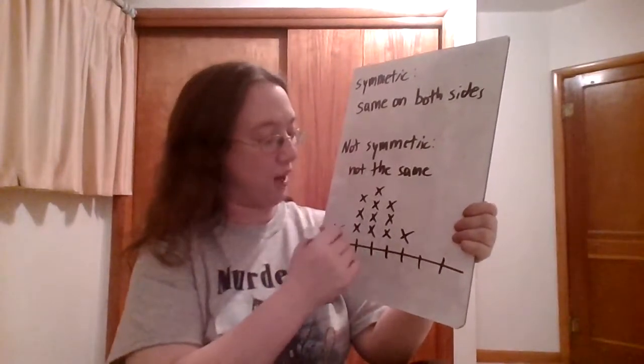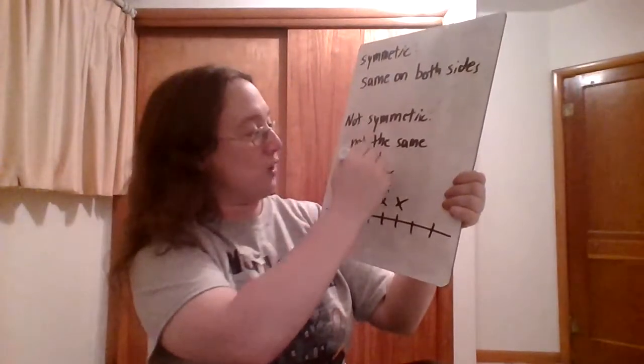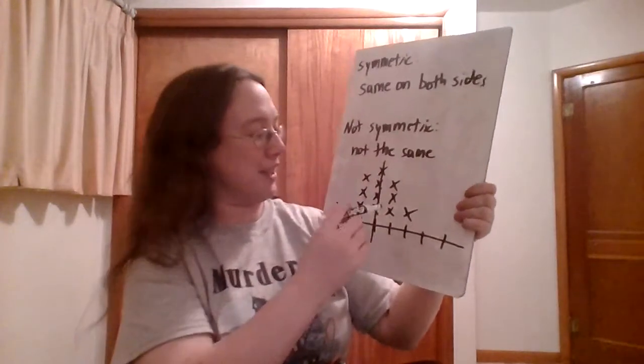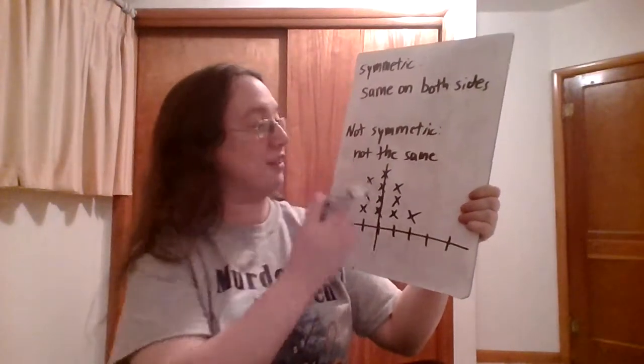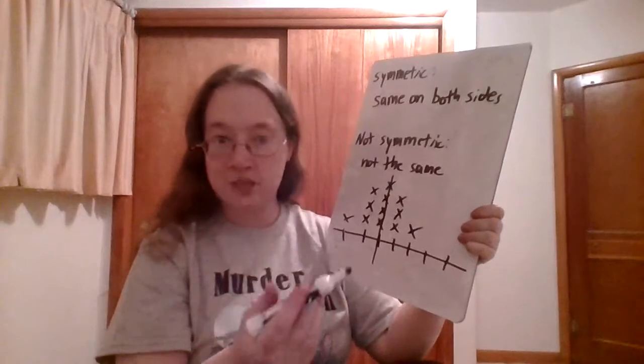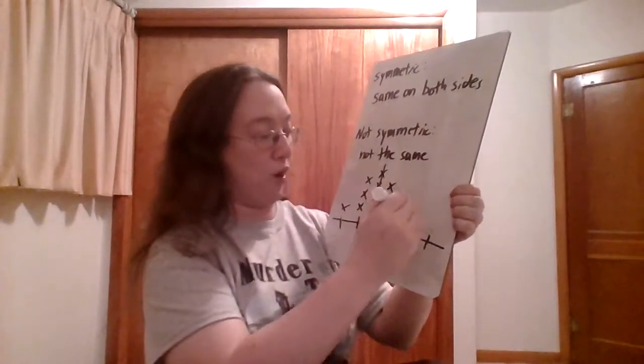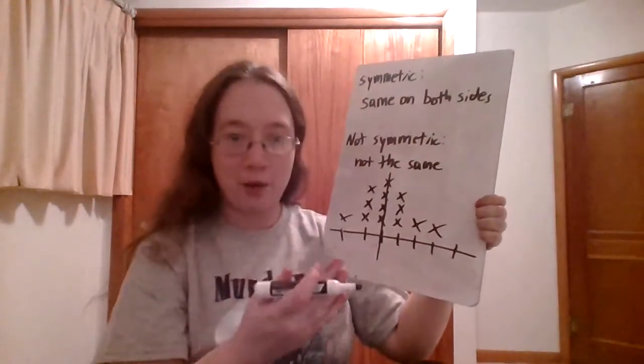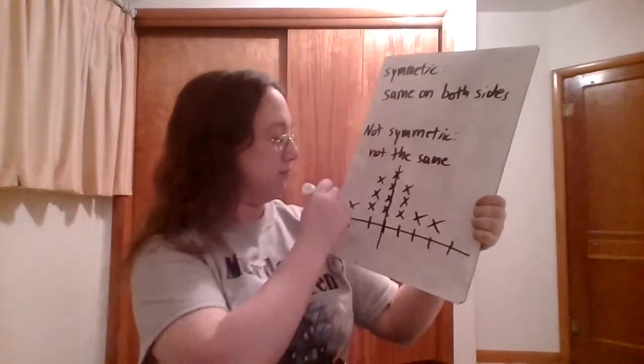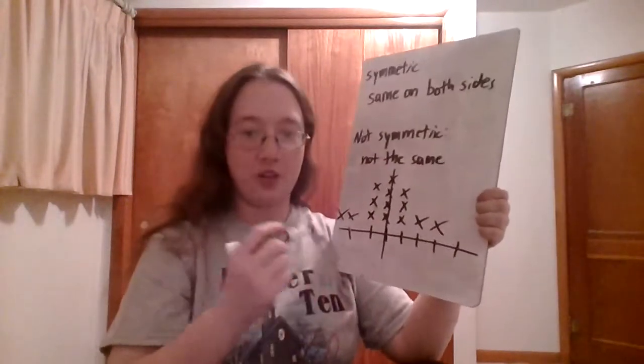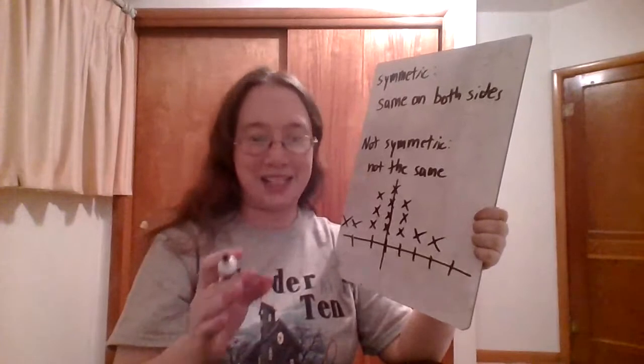So if I want these little graphs here, if I can draw a line straight through my middle here and it's the same on both sides, it's symmetric. If I can't, it's not. So if I even threw one more X over here, that would not be symmetric, unless I also did this. So in order to be symmetric, it needs to be exactly the same.